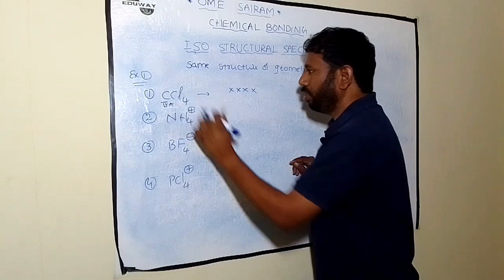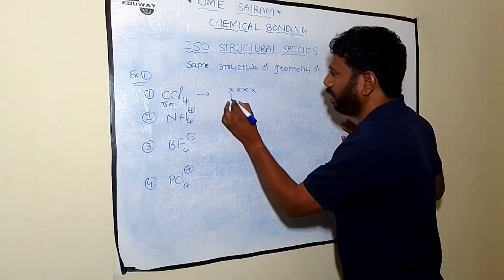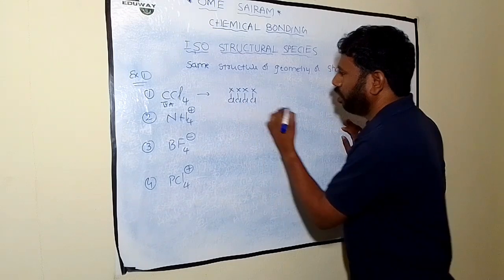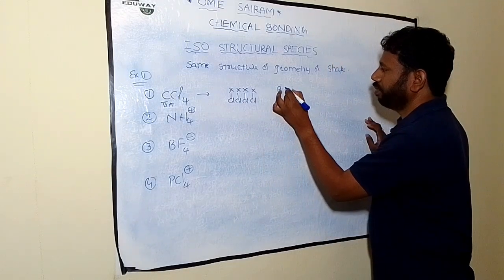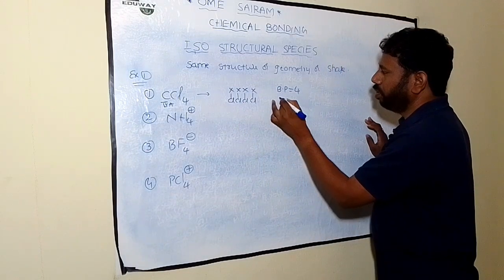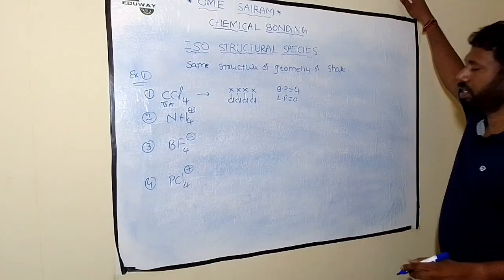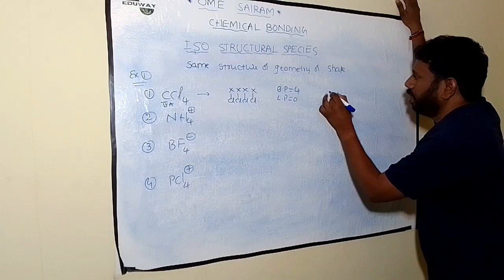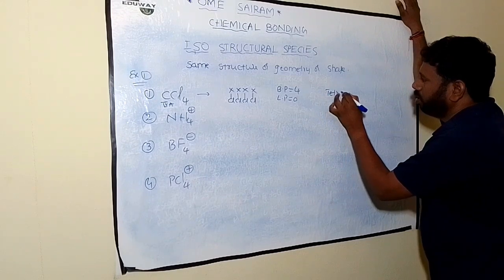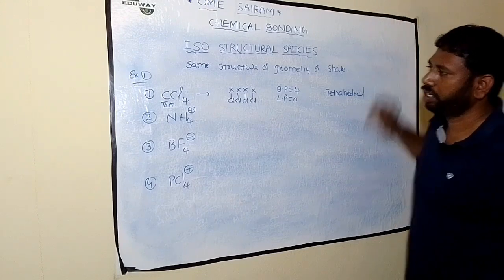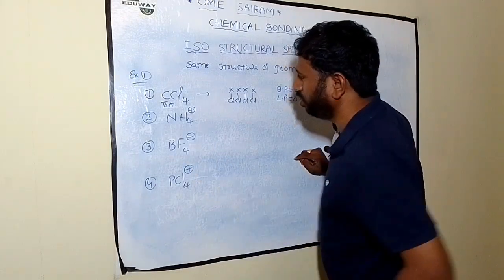Now carbon is forming 4 bonds with 4 chlorine atoms. Now bond pairs. How many bond pairs? 4. Lone pairs 0. If any molecule has 4 bond pairs and 0 lone pair, the geometry should be tetrahedral. Tetrahedral.